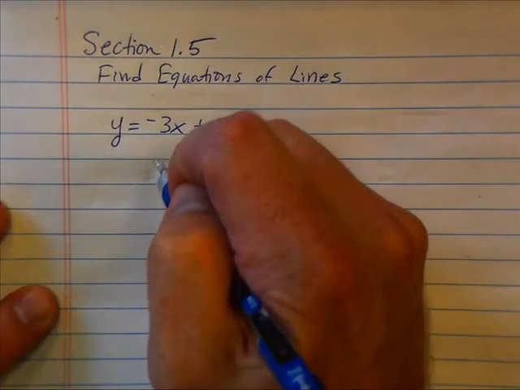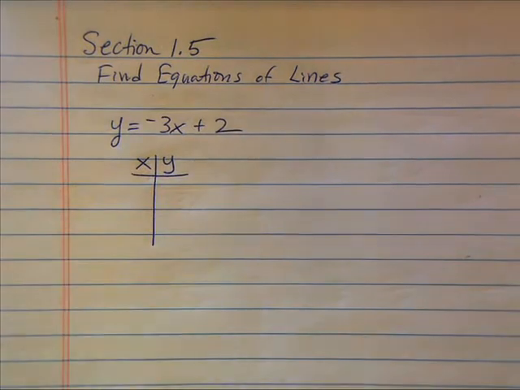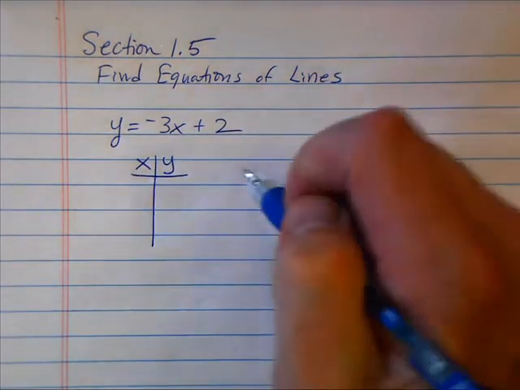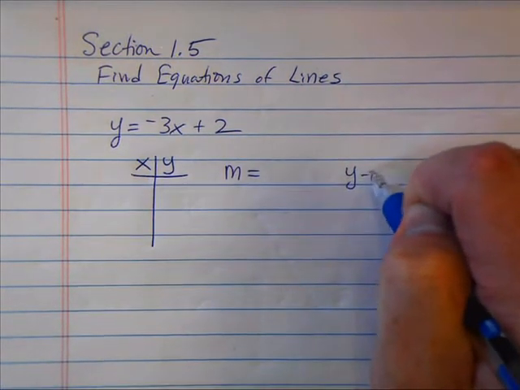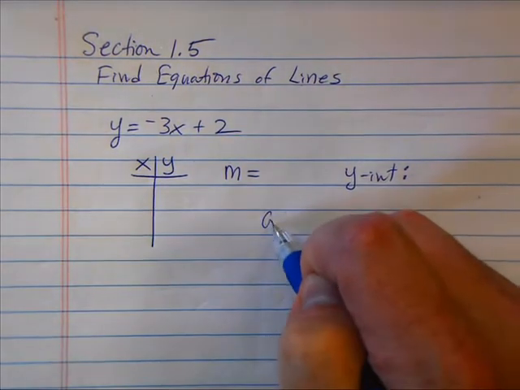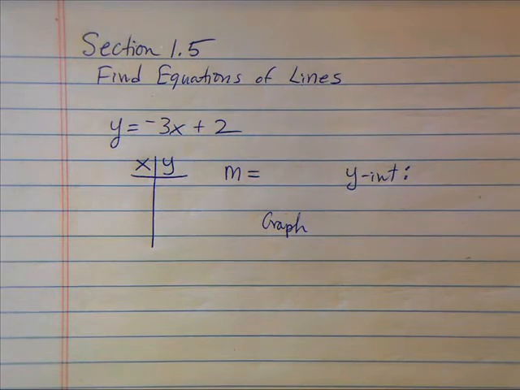The information I might ask for is I might ask you to build a table and give me some points. Or I might ask you to find the slope. Or I might ask you to find the y-intercept. Or I might ask you to draw a graph. Those are all the sort of things I've asked you so far. So, up to this point, I've given you an equation and I've asked you to give me information.